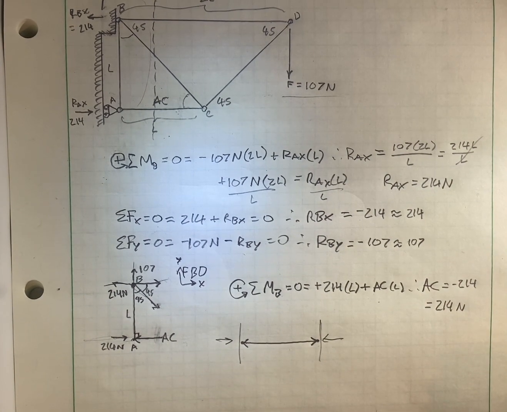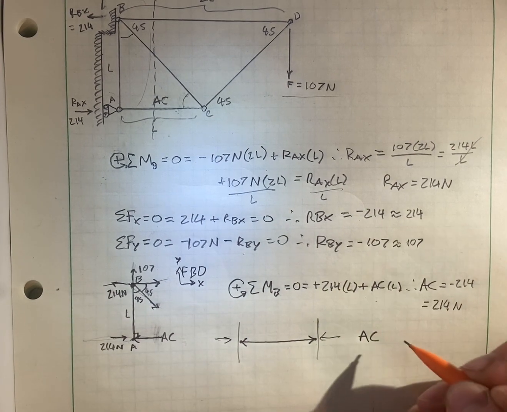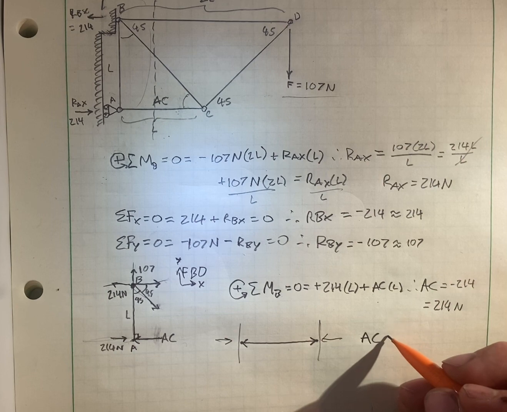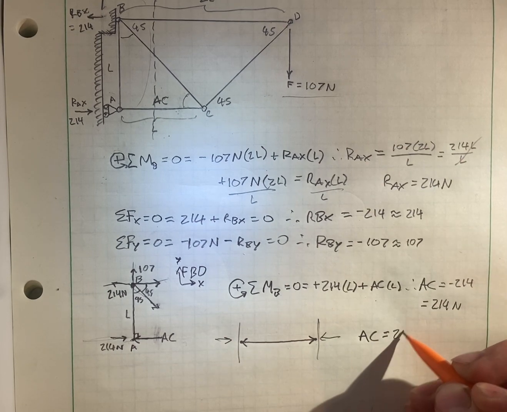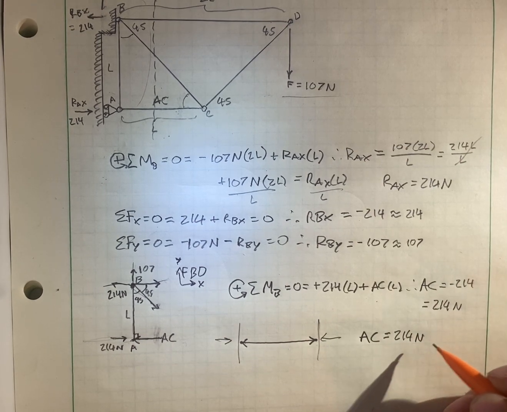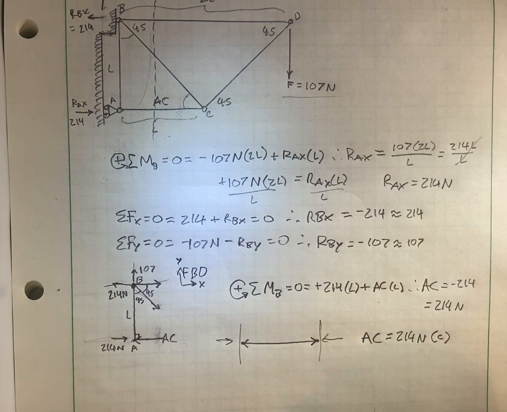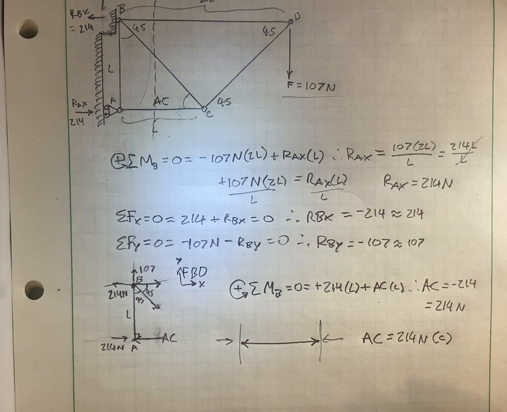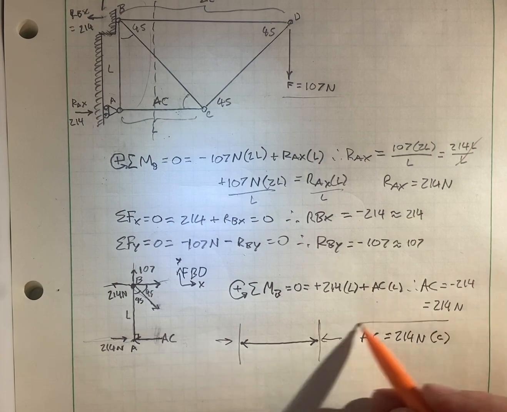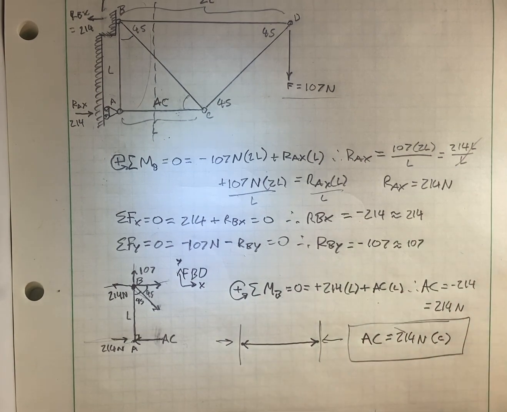I don't know how clear that was, how well I described that, but our answer is member AC, internal forces, equal 214 newtons, and that is a compressive load. That's how we denote that, is just with a C in parentheses like that. So put a box around her. Boom, that's our answer.